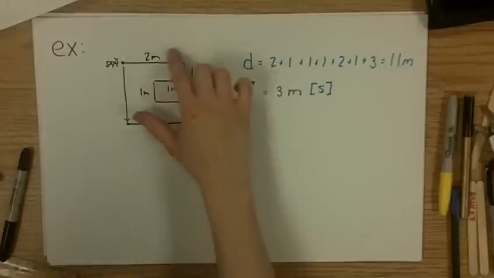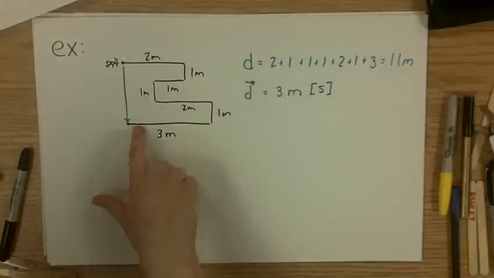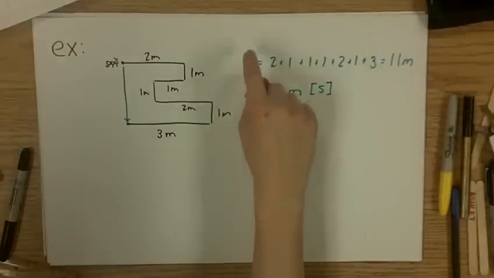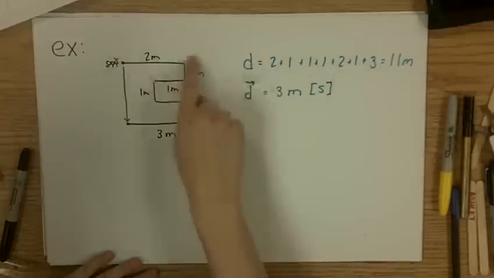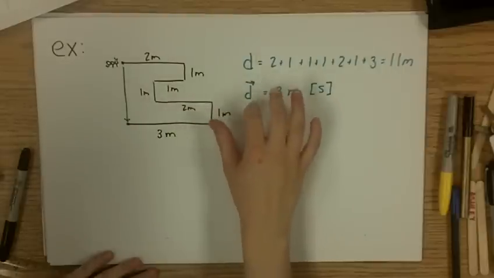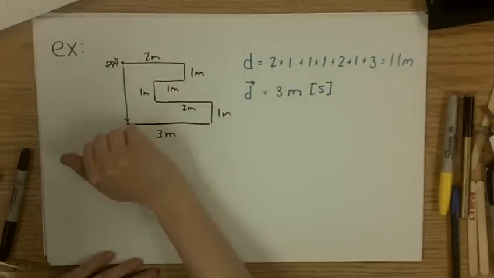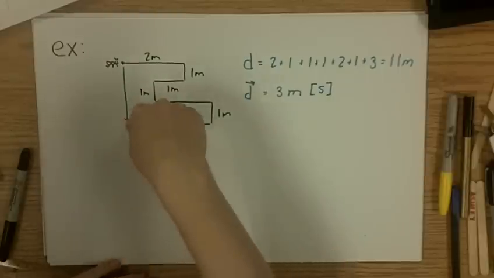So for distance, you add all the distances that it travels together. For displacement, you find the start point and the end point and find out how far they are apart and which way.